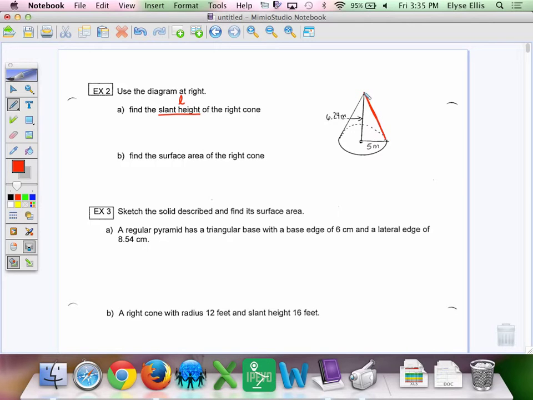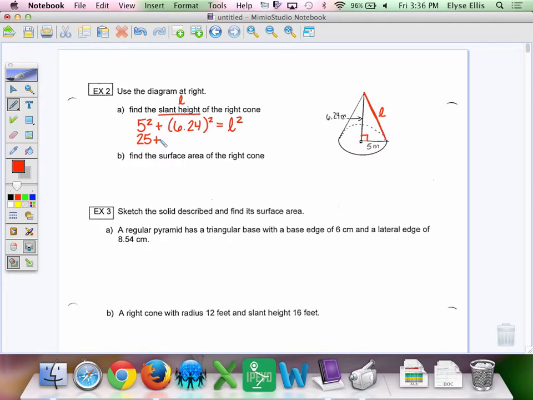Your slant height would be going down the diagonal side of your cone over there. That's your L. Well, notice again, with the height and your radius, you're forming that nice little Pythagorean theorem. So to form my slant height, I've got a 5 along the bottom, 5 squared plus the height is 6.24 squared should equal our L squared.